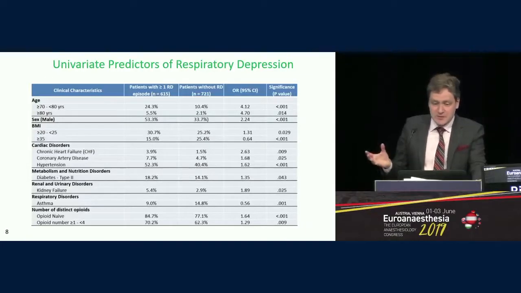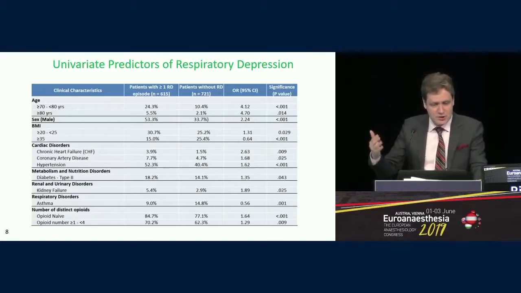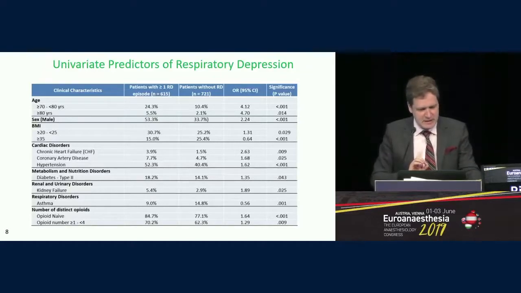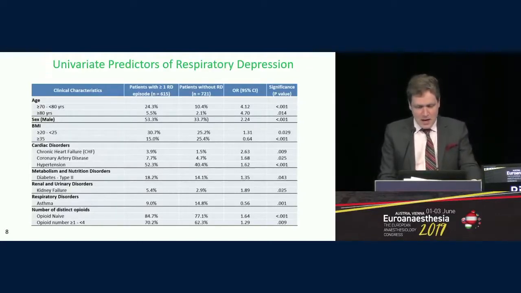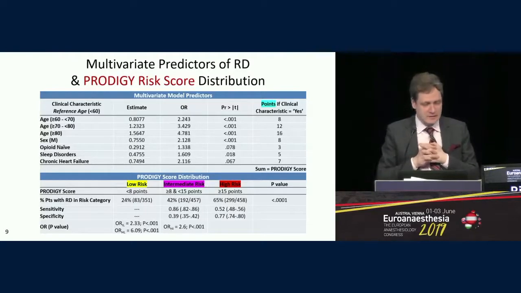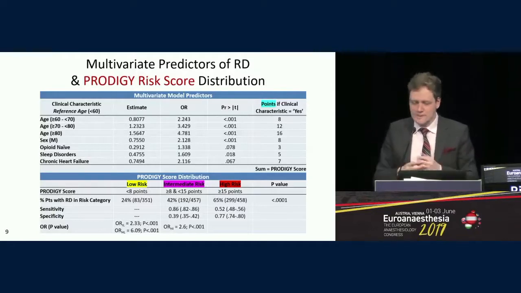Univariate predictors of respiratory depression, I'm not going to spend much time on it, but the ones that we were able to identify were age, gender, BMI, certain cardiac disorders. Again, you remember, this is a univariate analysis. And certain other comorbidities such as diabetes, kidney failure, asthma, and opioid status. And then we basically ran a multivariate analysis, and this is the essence of the results based on our multivariate analysis of respiratory depression, which allows us to come up with the Prodigy risk score.